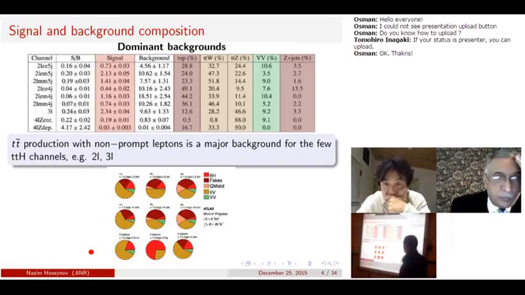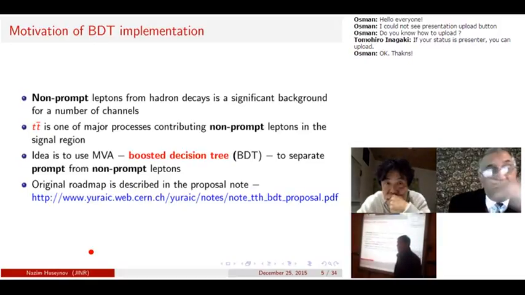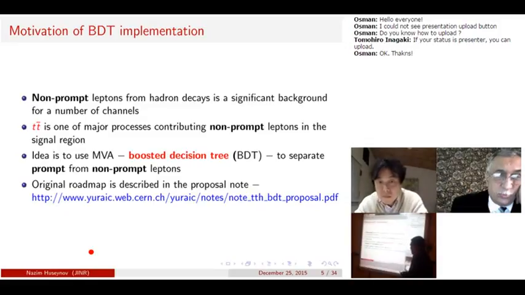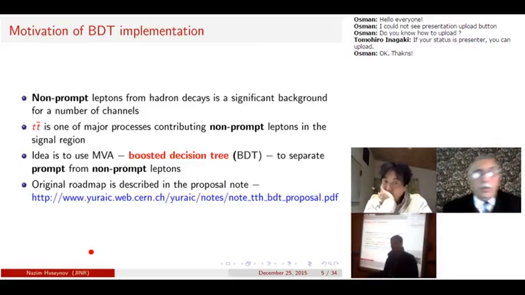So now we move to our idea. Our idea is to use MVA. MVA is multivariate analysis, and a boosted decision tree, to separate prompt from non-prompt leptons. What do prompt and non-prompt lepton mean? If the lepton comes from the Higgs, it's a prompt lepton. If the lepton comes from a b-hadron, it means a non-prompt lepton. So to separate background from signal, we use this multivariate analysis. Next slide, please.